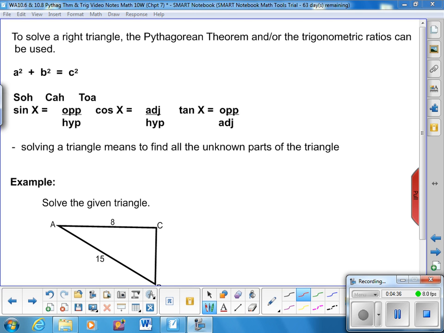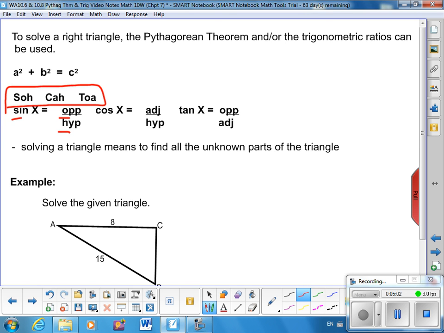To solve a right triangle, we have a couple of different options. We have the Pythagorean theorem, or we can use the trig ratios. So a squared plus b squared equals c squared. We also have the sine of x is opposite over hypotenuse, and we've created an acronym to learn the different combinations. It's called SOH CAH TOA.